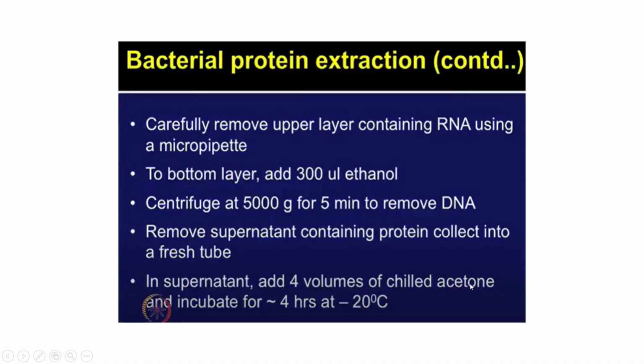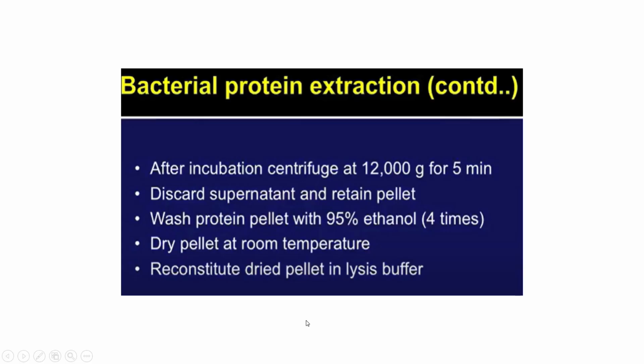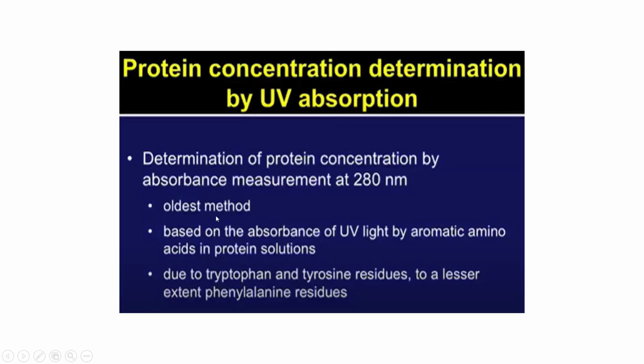Add 4 volumes of chilled acetone. As we know, acetone is used for precipitation of protein, for concentration of protein. By adding this, the protein gets precipitated. Now you discard the supernatant and retain the pellet, and you can wash that pellet, because if there are certain salts or phenol contamination coming from Trizol, those are removed. Then dry the pellet and reconstitute it in the lysis buffer. Now you have your protein.